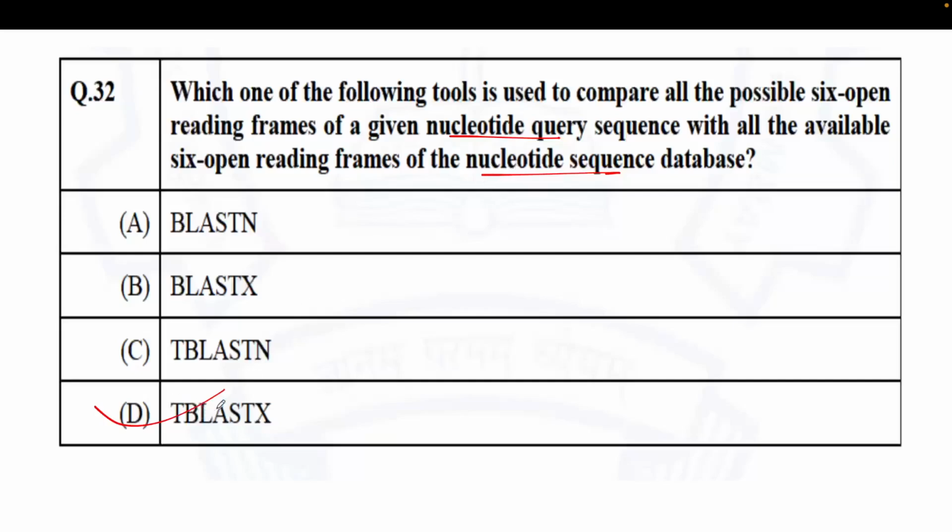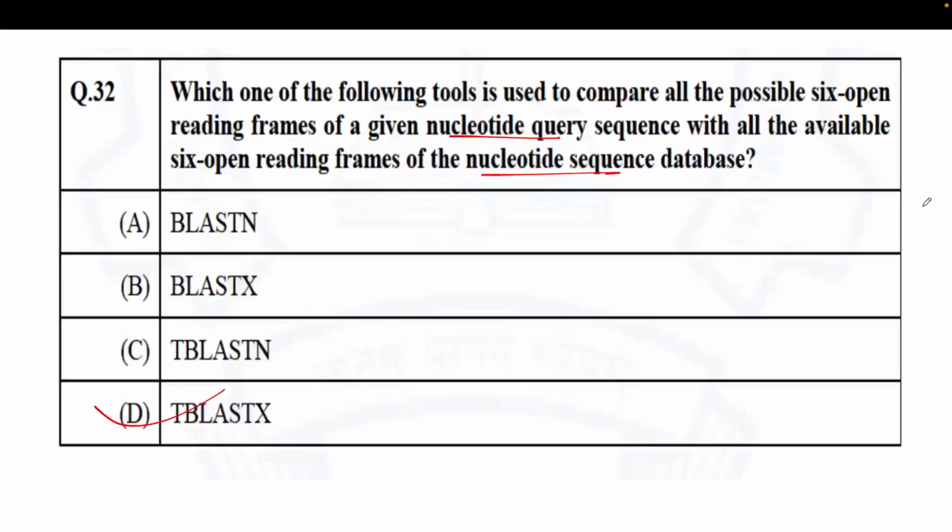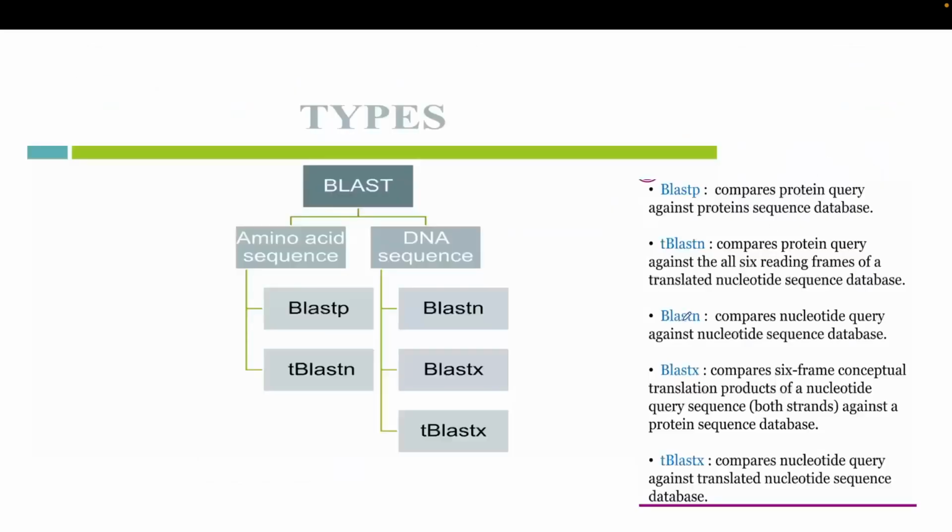So that's why the correct option will be TBLASTX, whereas BLASTN compares the nucleotide query against the nucleotide sequence databases. But here the translated thing is not there. In the question it is asking about the translated thing, right? Because it is asking to compare all the possible 6 open reading frames. So that's why BLASTN will not be the correct answer, because it is not comparing against all the 6 open reading frames.